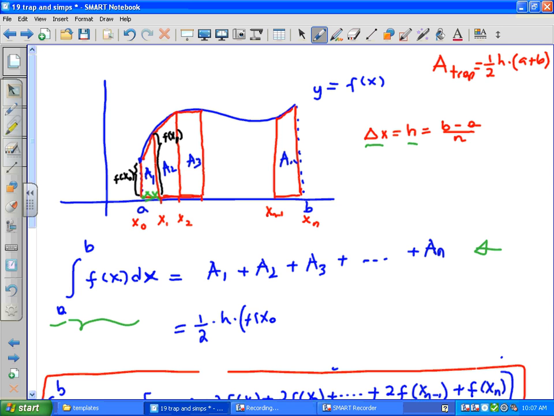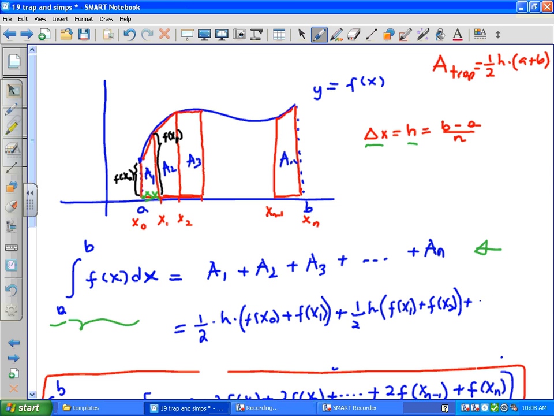Okay, let me see if everybody agrees. f of x sub 0 plus f of x sub 1. Would everybody agree with that? Okay, the left height and the right height. Now tell me the area for the second trapezoid. And you're going to see a generalization from here. The second one will have 1/2 times h times the left border, which is f of x sub 1, and the right border is f of x sub 2.